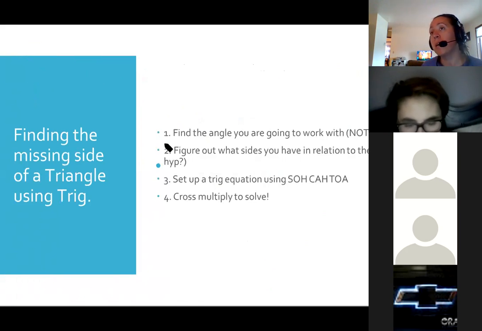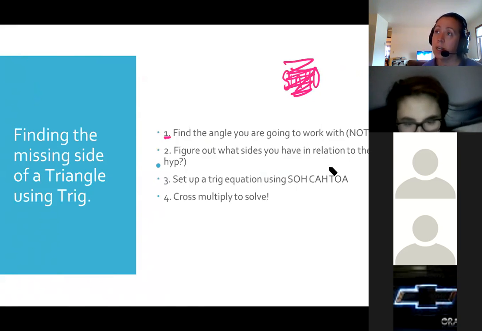So the first step is you're going to find the angle you are going to work with, not the 90. So we never use the 90. We never say the sine of 90. Then figure out what sides you have in relation to the angle. So figure out what sides they give you. Set up a trig equation, which I'll show you using SOHCAHTOA, and then cross multiply to solve. That's it.